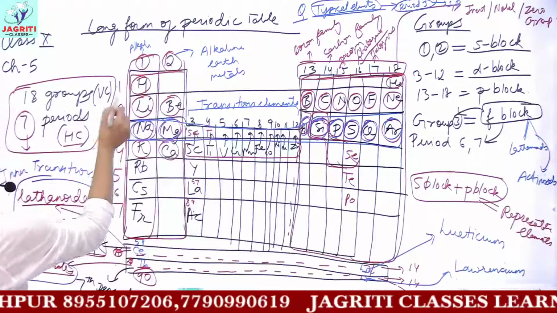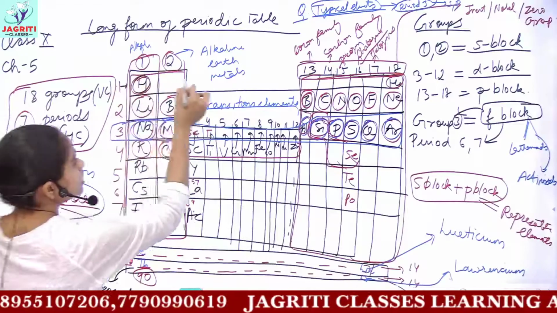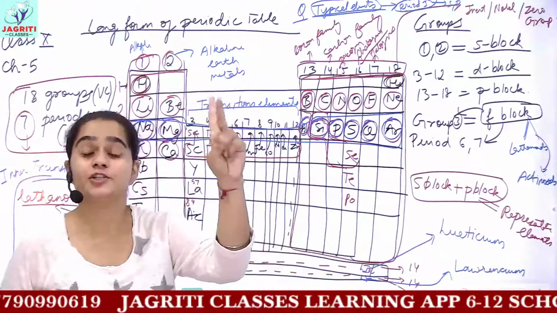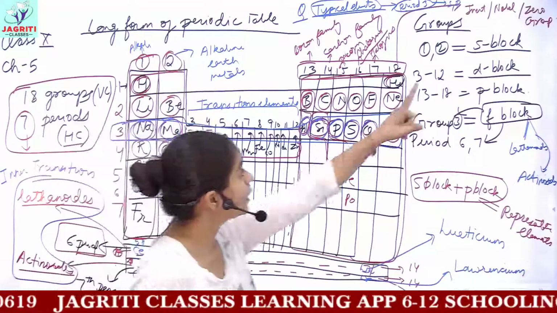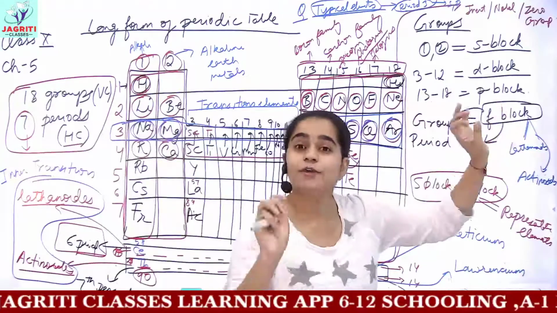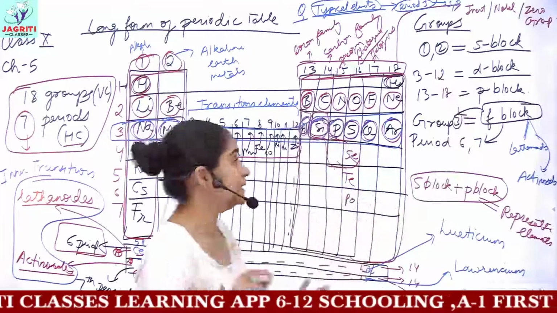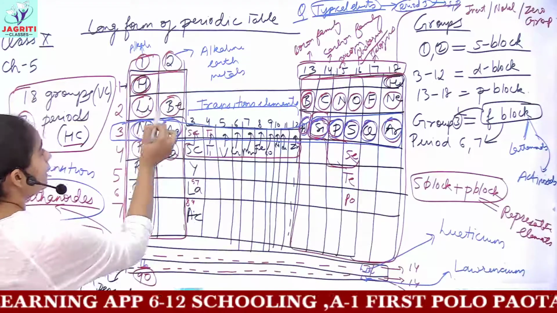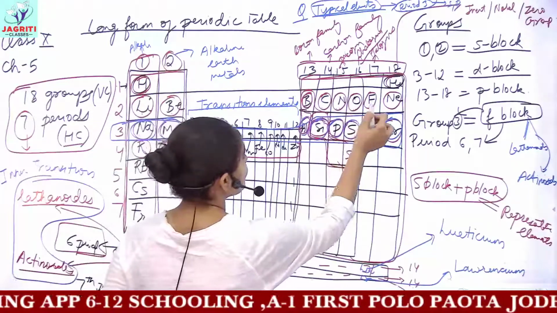So in the first period, what do you have? You have hydrogen and then you have helium. You have 2 elements in your first period. Remember, I am only talking about S block and P block. We are only now dealing with S and P. But in the second period, how many elements do you have? You have 1, 2, 3, 4, 5, 6, 7 and 8 elements.